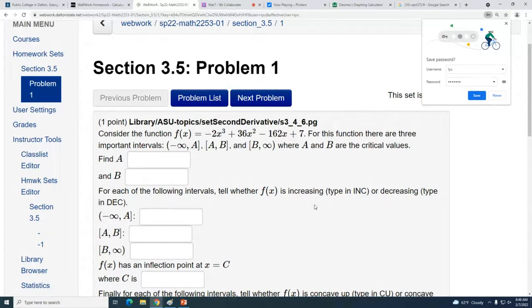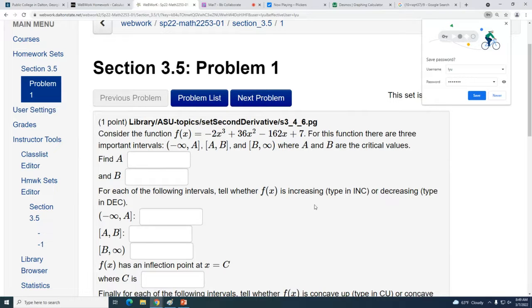Right, over here, consider this function as degree 3. Kind of similar to the example that we just did. For this, we want to find 3 intervals, where A and B are the critical points. So in step 1, we want to find the critical points because A and B are supposed to be the critical points. Obviously, using the critical points, we can separate the entire number line into 3 intervals. So we were supposed to find 2 critical points.